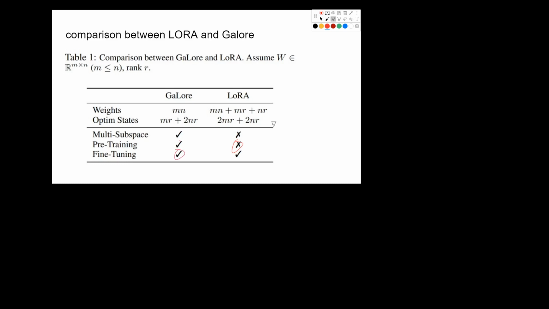And both of them can be used for fine-tuning. So now, in this comparison, it looks like we have no reason to use LoRA. We should always use GaLore for all the training. Of course, GaLore is a very new algorithm. We still need to see the following studies to see how good it is.